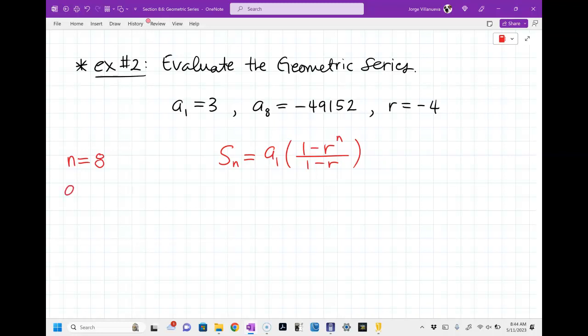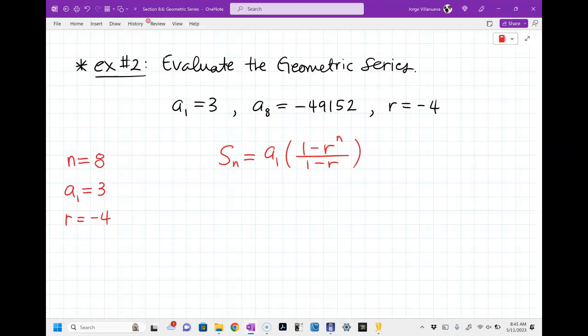All right. What's A sub 1? That was pretty obvious, right? They labeled it. A sub 1 is 3. And then I need my r value, and that one they gave to me as well. Okay? So, now that I know those things, I can plug it into my formula. Notice, am I going to have to use that negative 49,152? Not really. I just needed to know what number we were stopping at. That's all. Okay? So the 8th one.